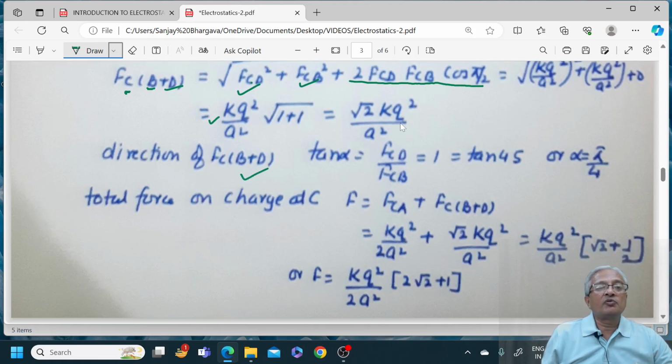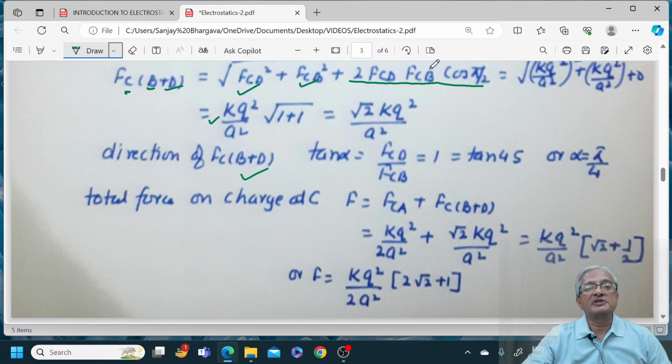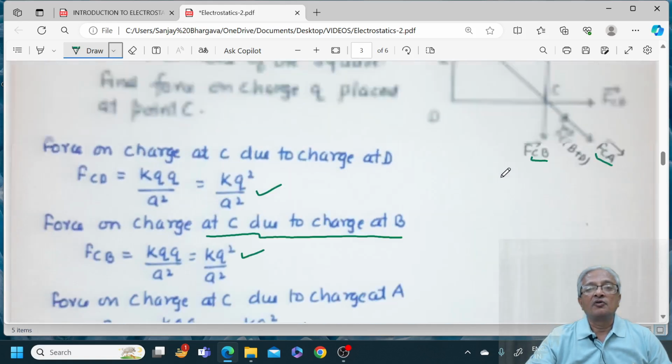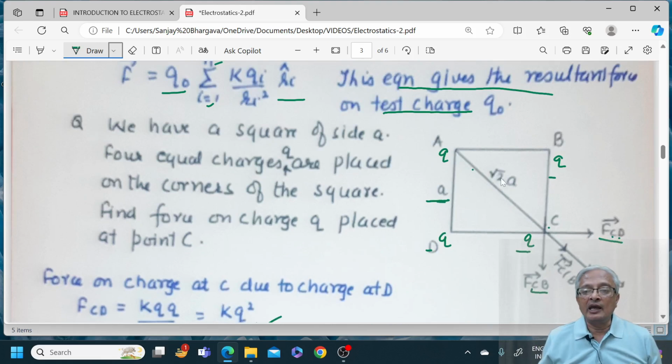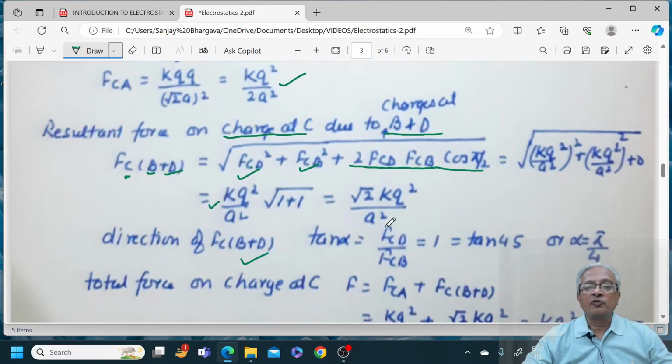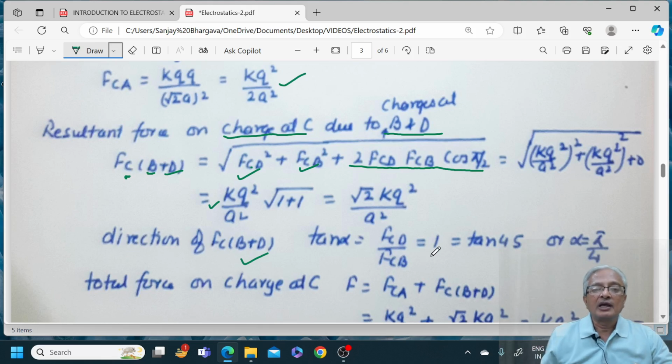Then I need to calculate the direction of FCB plus D. For that, we mark here an angle alpha and calculate the value of tangent alpha. So tangent alpha would be given by force CD upon force CB. The two forces are equal in magnitude, so the ratio comes out to be 1. And 1 is the value of tangent 45. So what is the value of angle alpha? Alpha is equal to pi by 4, that is, it is also along the diagonal.